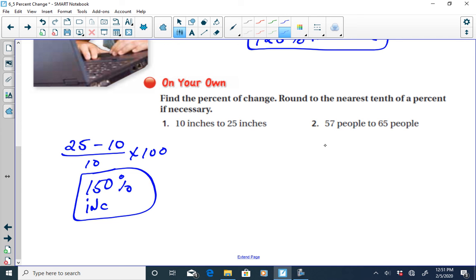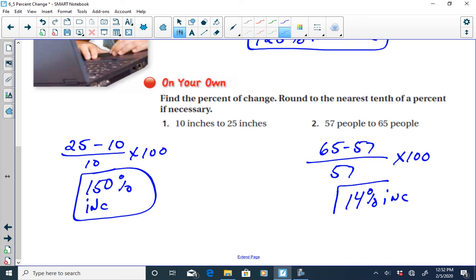Next, from 57 people to 65 people. Same formula. 65 minus 57, divide by the original amount, which is the 57. Then we multiply by 100 because we want the percent. So 65 take away 57 is 8. Divided by the 57 times 100, we get a 14% increase there.